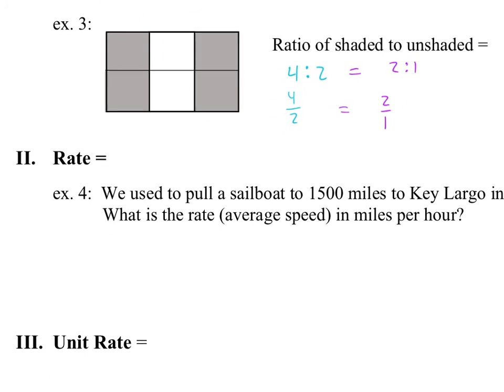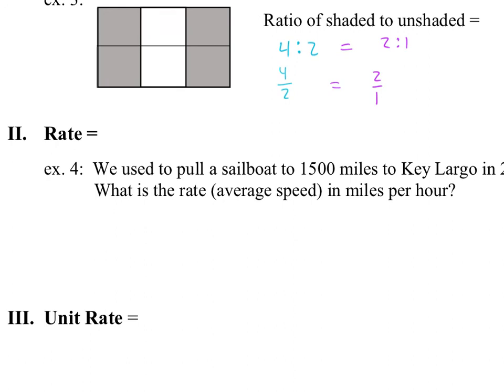All right. The next thing we're going to talk about is a rate. A rate is a ratio where the numbers have different units. So previously we did boys to girls, which are both people. We did shaded squares and not shaded squares, which are both squares. So they had the same units. So we just call those a ratio. Now we're going to get a rate.